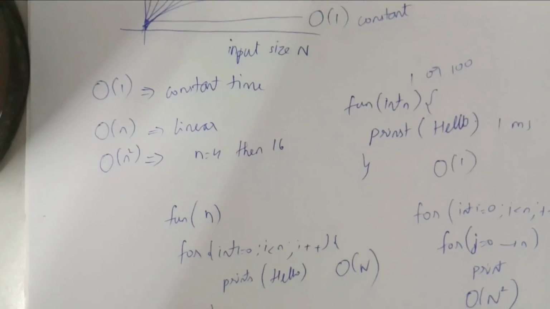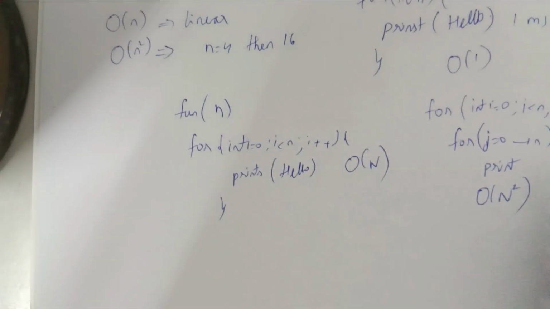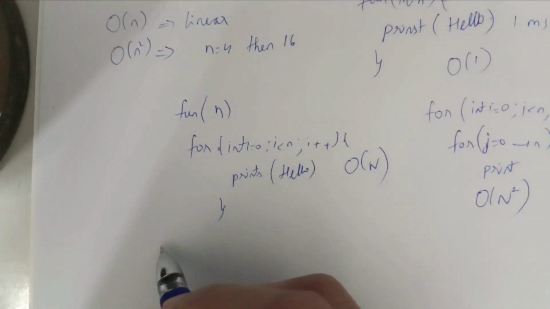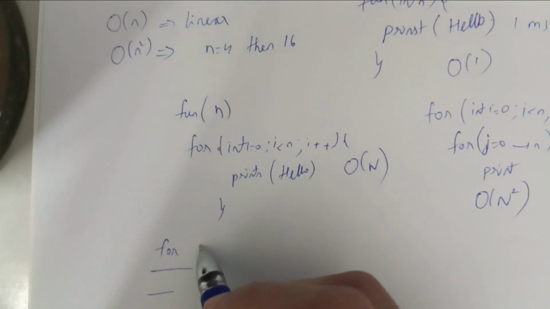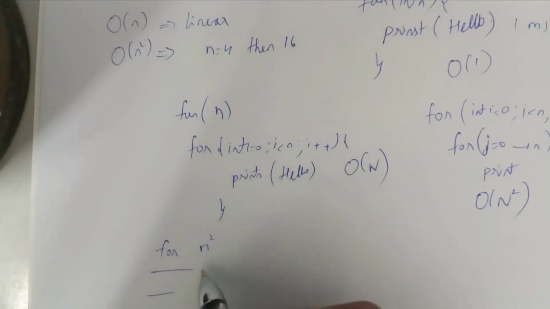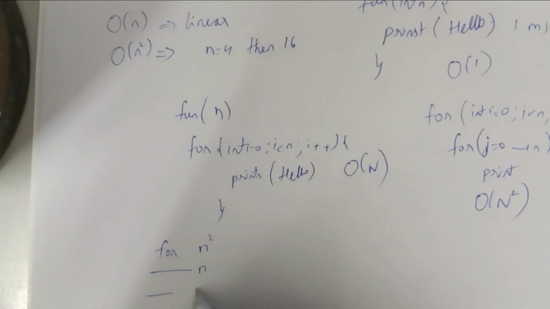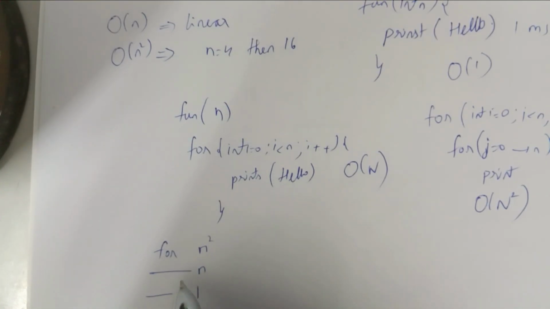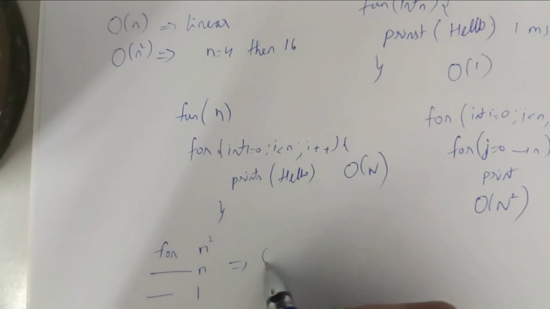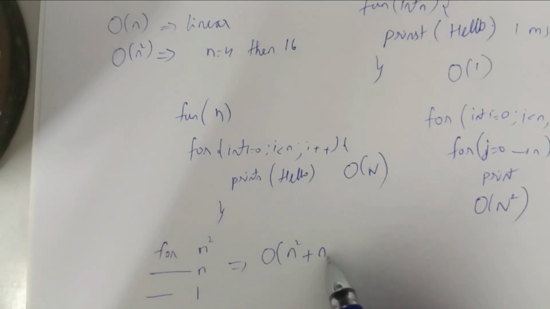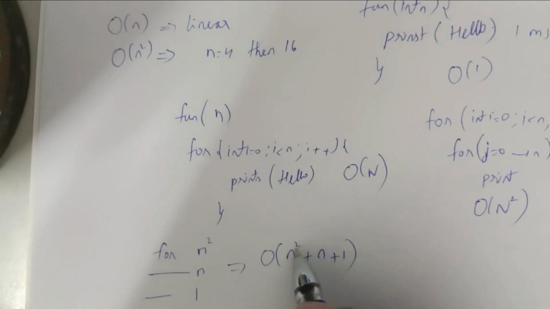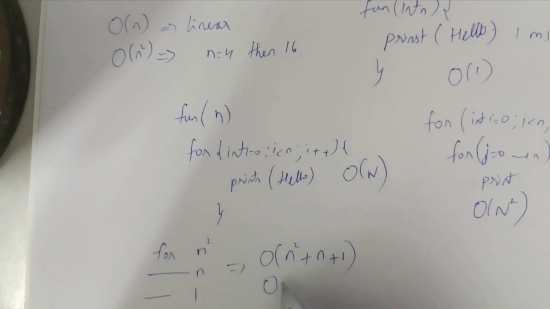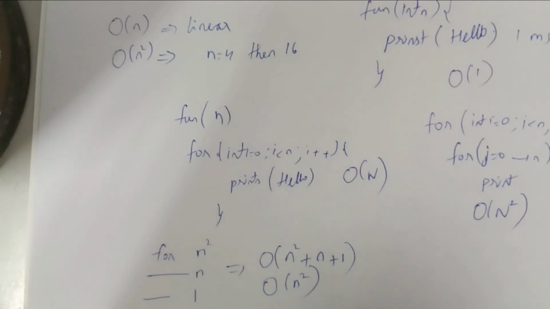And suppose we have multiple operations in the same program. Suppose we have a for loop, we have some other statement, and if this for loop takes n square, this one takes n, and this takes constant time complexity, we just add them. So the time complexity will be big O of n square plus n plus 1, and at the end, the term with the highest degree will be the final time complexity. So this will be big O of n square.